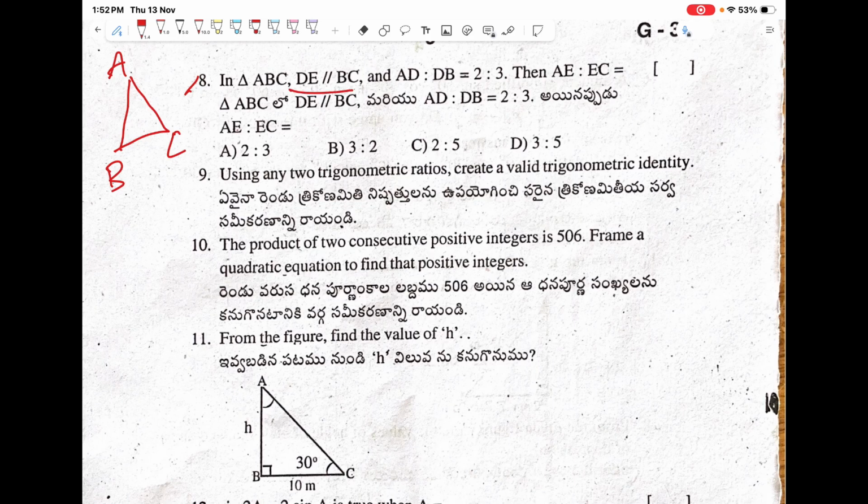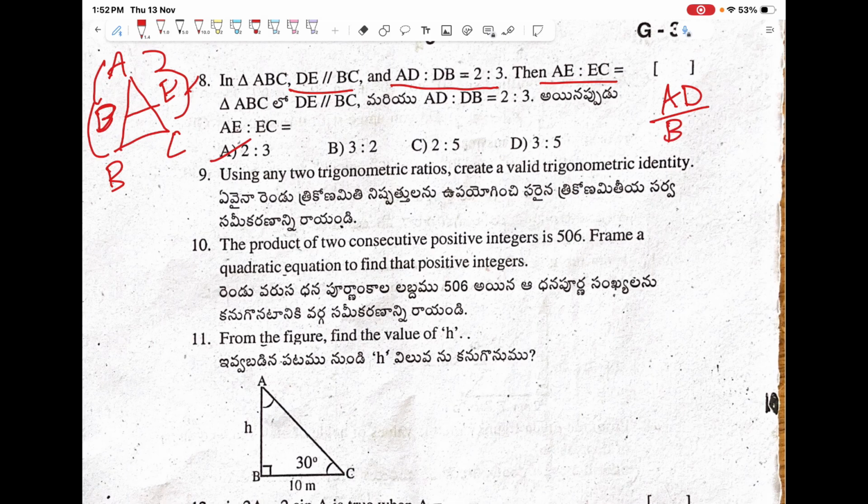So BC is the baseline, and DE is a line drawn parallel to the baseline BC. Then that line divides the other two sides in equal ratio, or in proportion. So when AD is to DB is 2 is to 3, then automatically AE is to EC is also 2 is to 3. Very simple logic, so nothing is there to confuse.